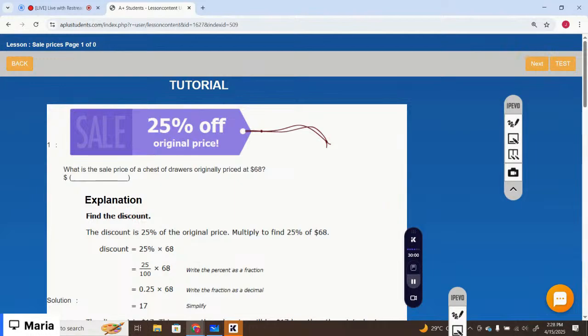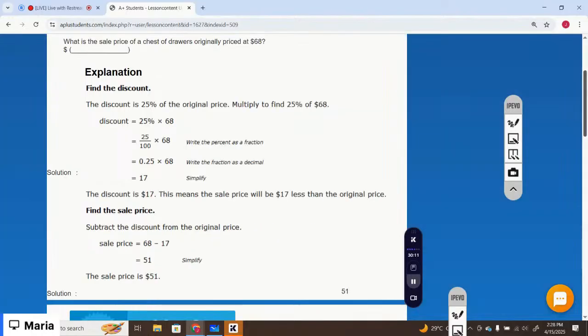What is the sale price of a chest of drawers originally priced at $68? It is 25% off. So the discount is 25% of 68. 25 over 100 times 68 is 17. That means the discount is $17.